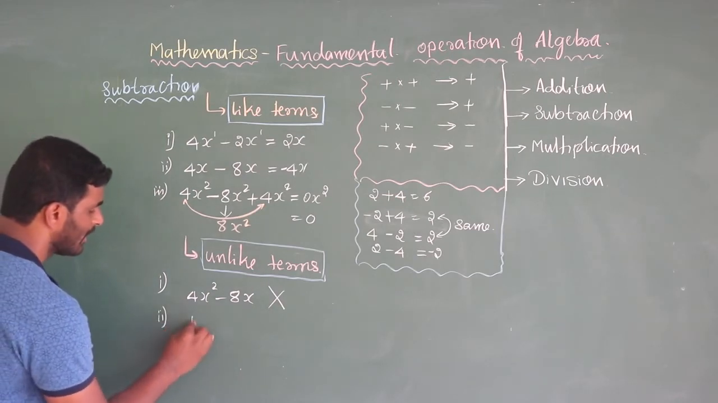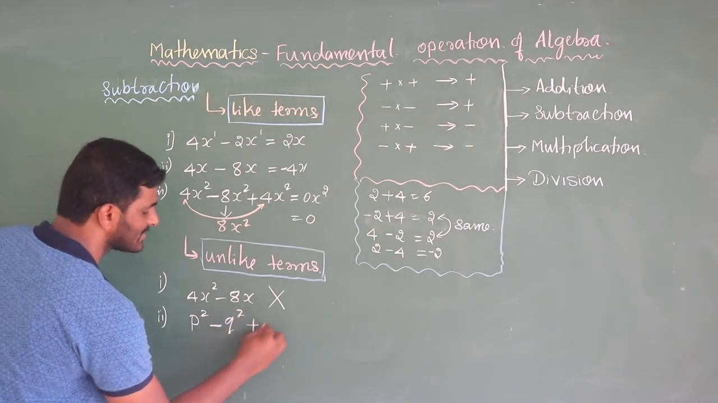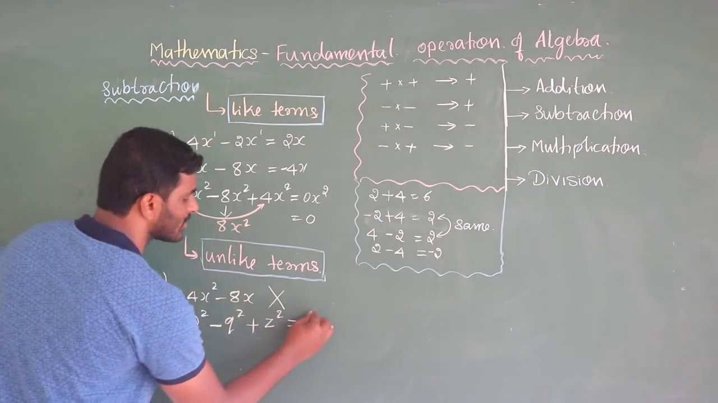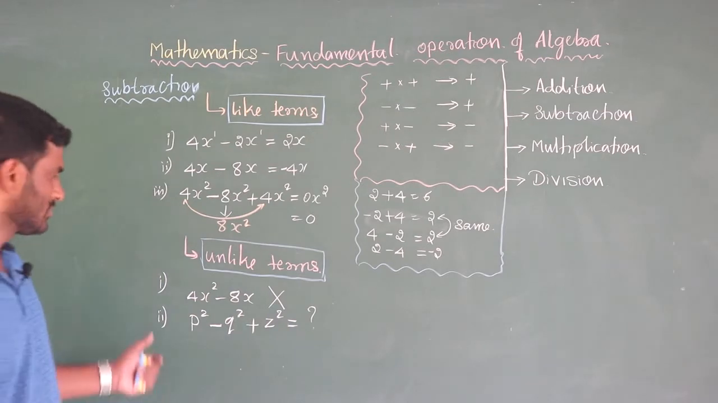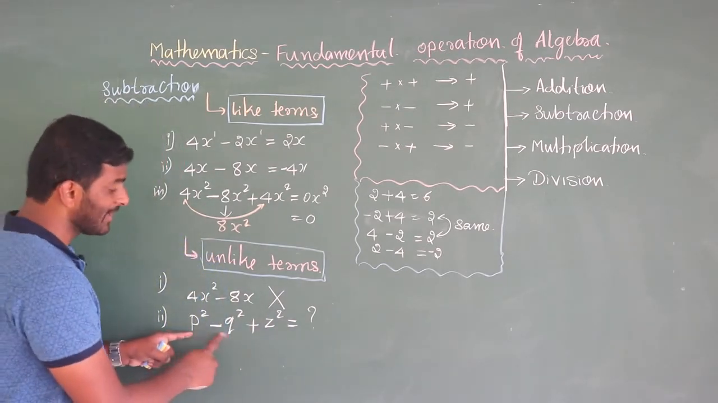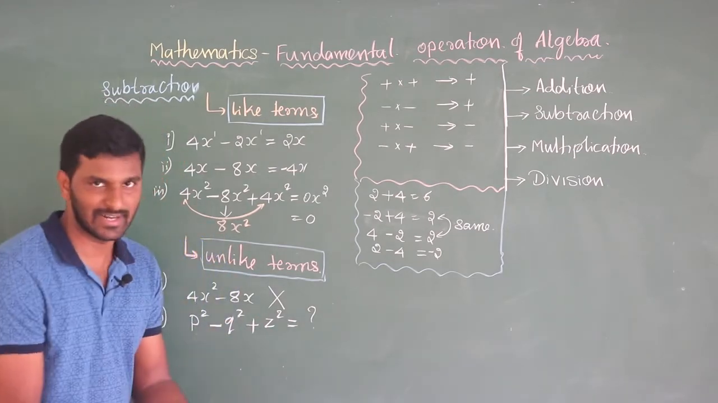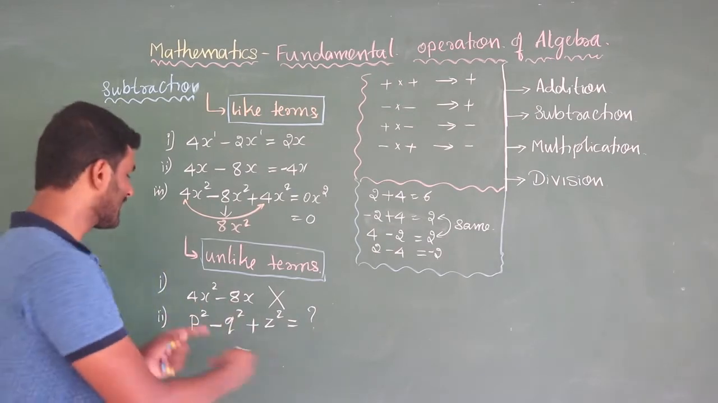Second question: p square minus q square plus z square, and that is equal to what? Is it possible to do the simplification? No, it is not possible, because here p, q, z are different variables. Different variables, but the degree is the same.